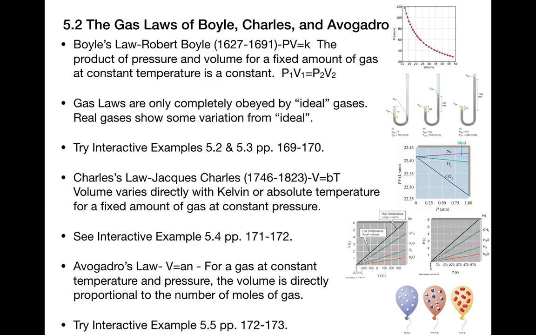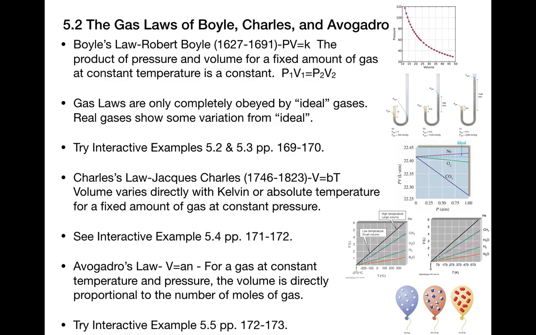In 5.2 here, we look at 3 important gas laws developed in the 1600s and 1700s and early 1800s. Boyle's law was the first one. Robert Boyle in the 1600s showed that the product of pressure times volume is always a constant for a fixed amount of gas at constant temperature.